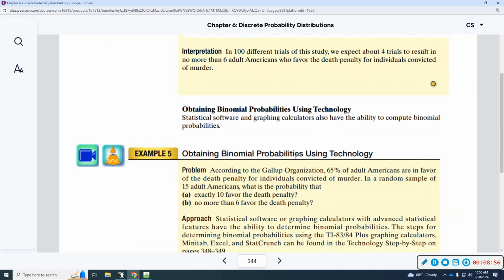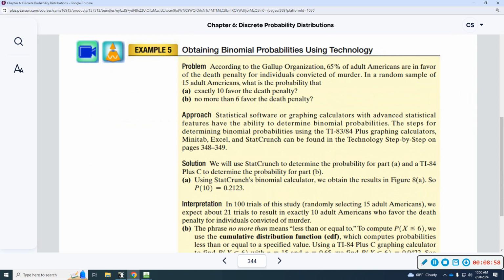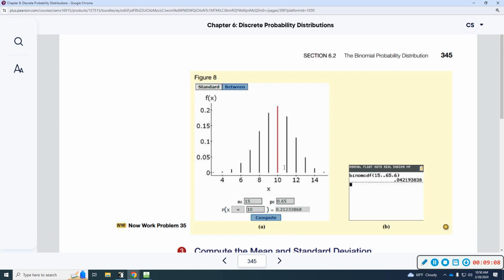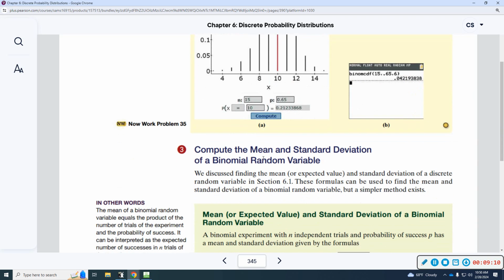And so this is showing you how to use that, and then you have some explanations of how to find it using technology. So you got graphing calculator, Minitab, StatCrunch, Excel. The text will show you all of those.